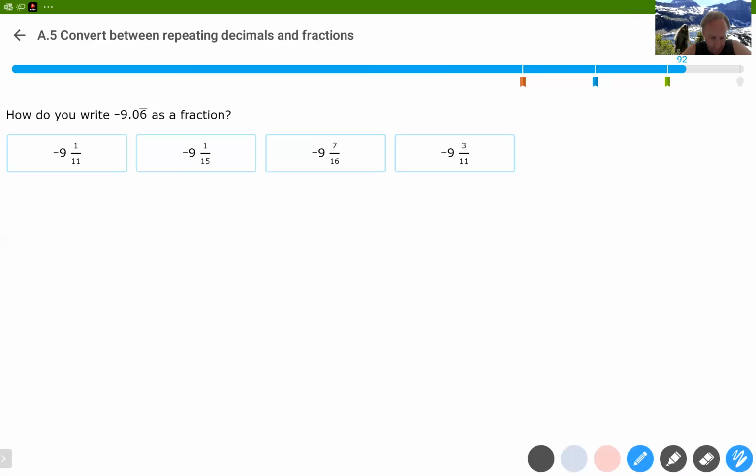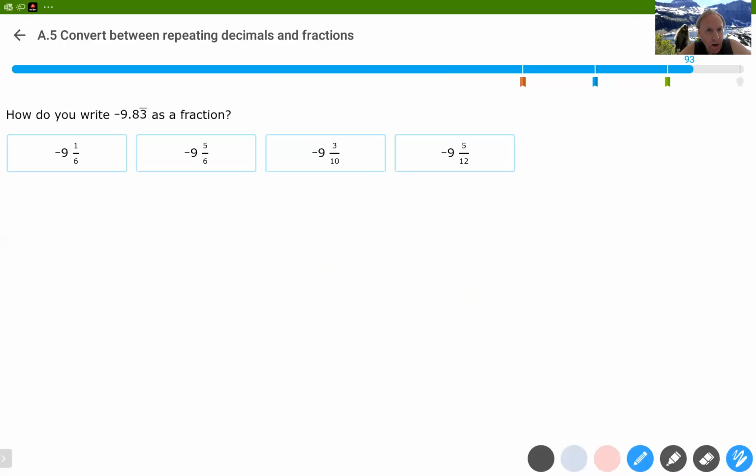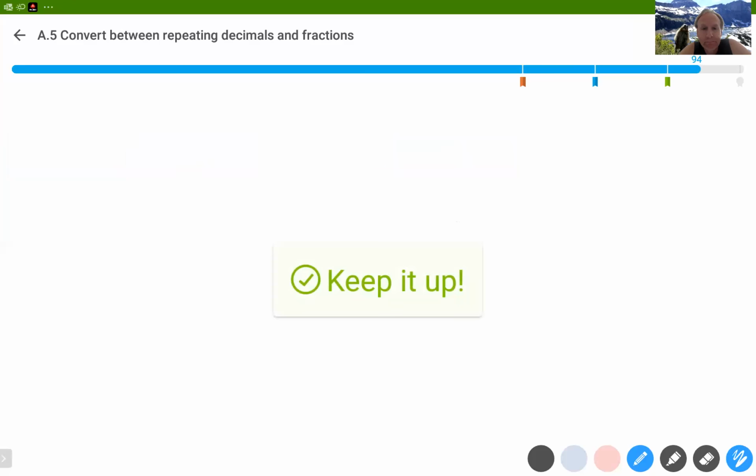And this is 15ths again. Starting to recognize those. Oh, there's my 5/6. Remember, 0.83 repeating is 5 over 6. That's one of those that I memorize. And so we're talking about negative 9 and 5/6.